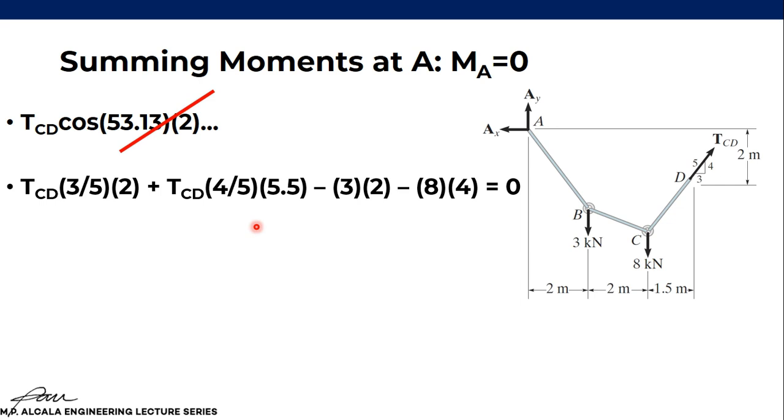Now, minus the following numbers. What is this? This is your clockwise moment because of the 3 kilonewtons and the 8 kilonewtons downward. So the moment arm 2, multiplied by 3, and the moment arm 4 for the 8 kilonewtons. Then we have one equation with one unknown, that's very basic. For tension CD, you already get 6.79 kilonewtons.